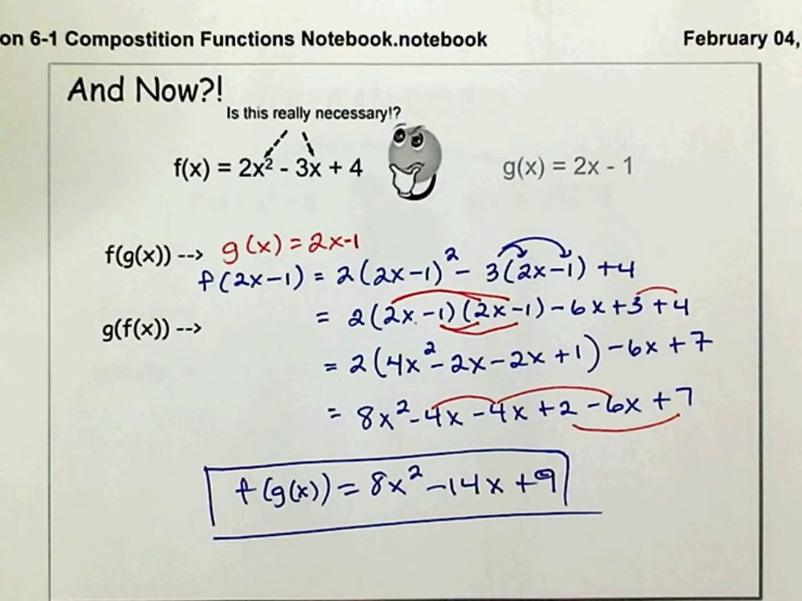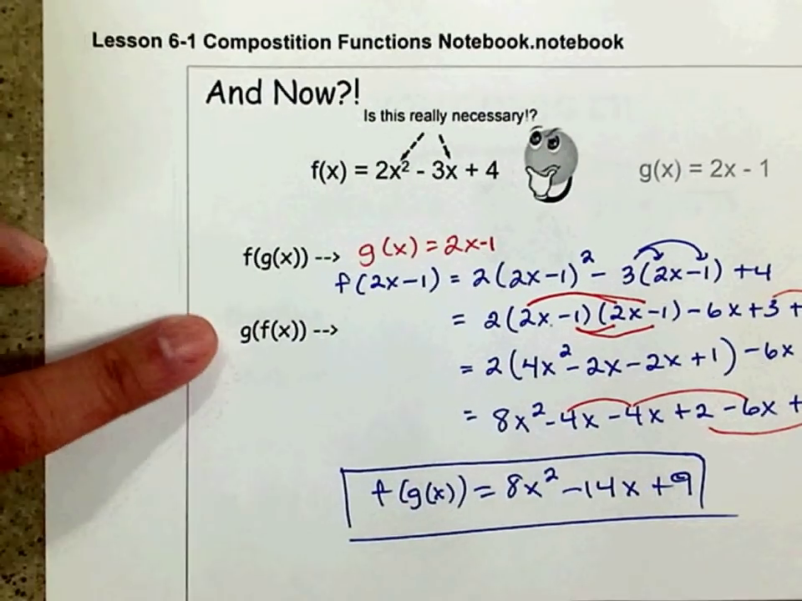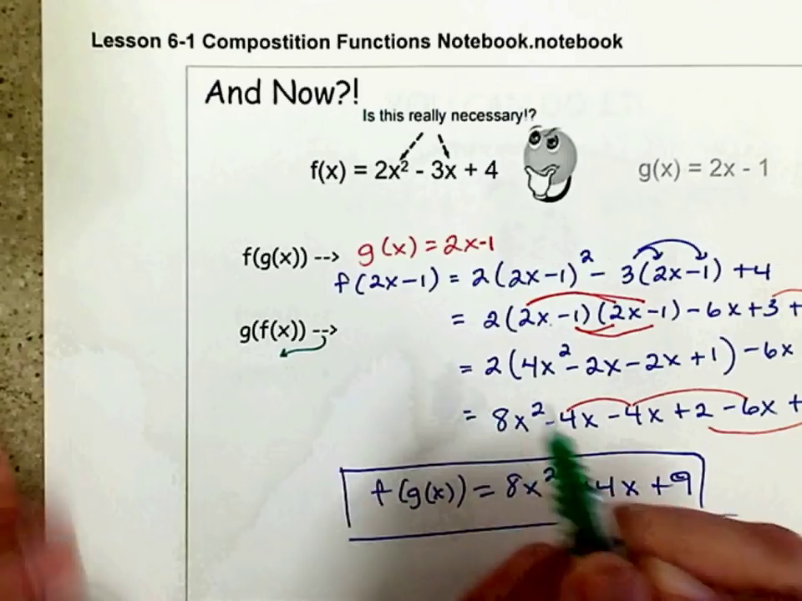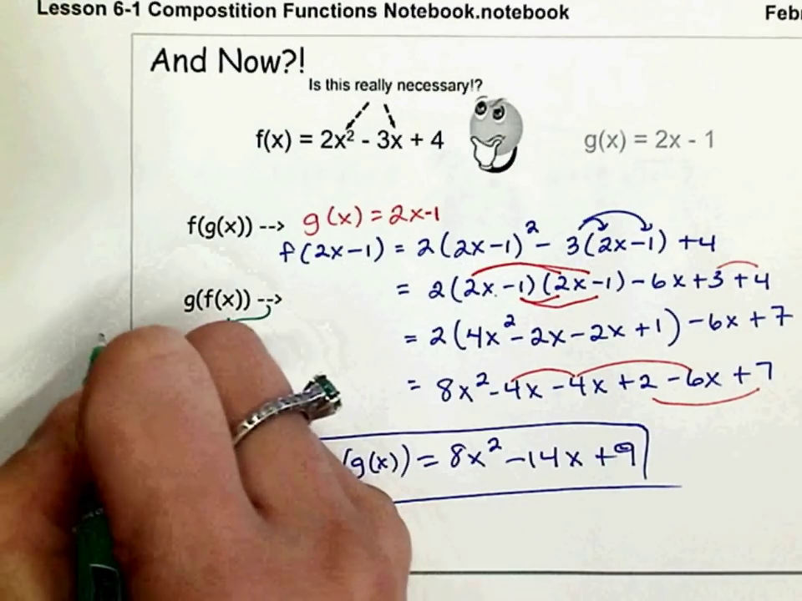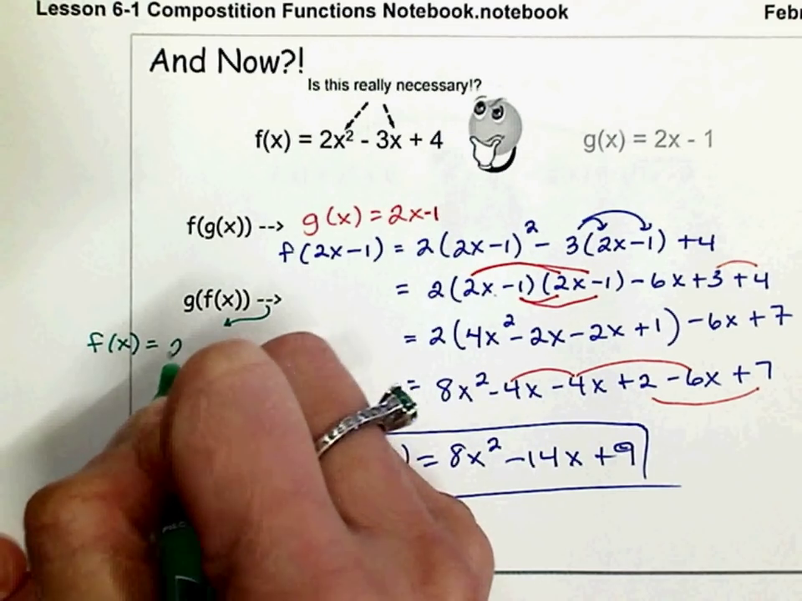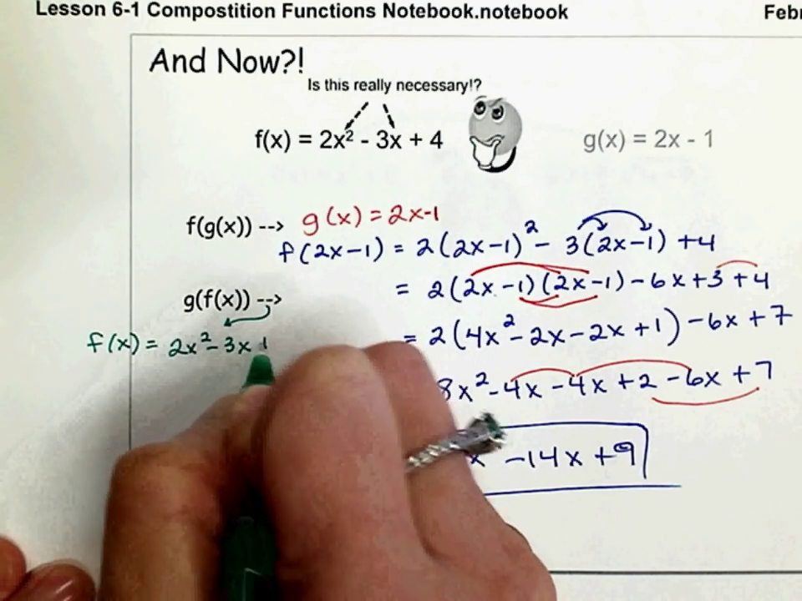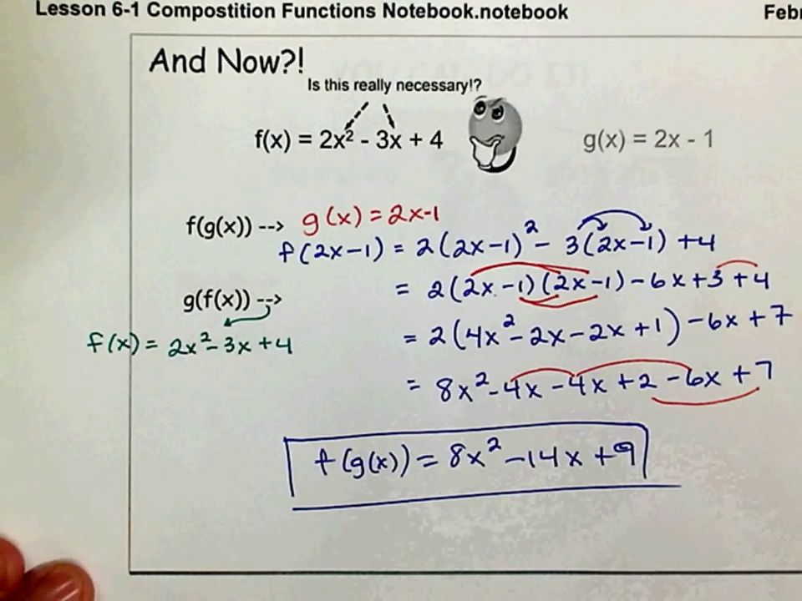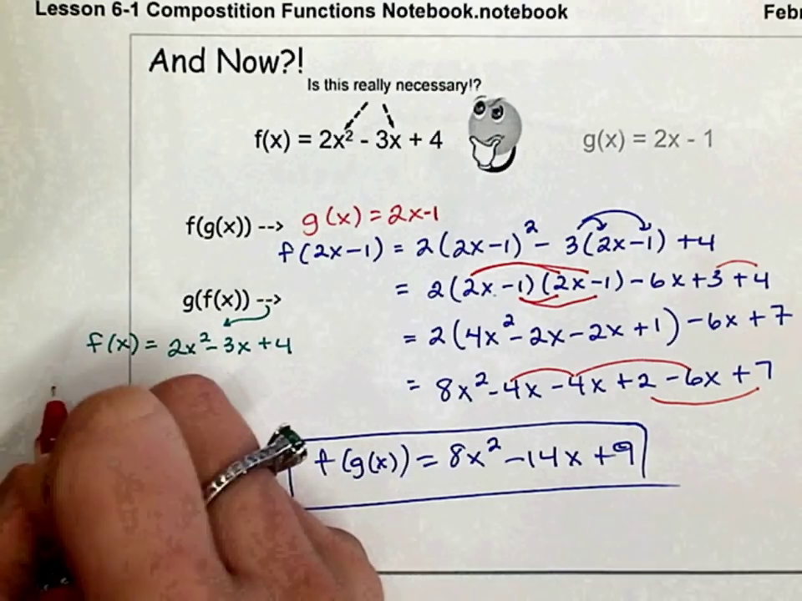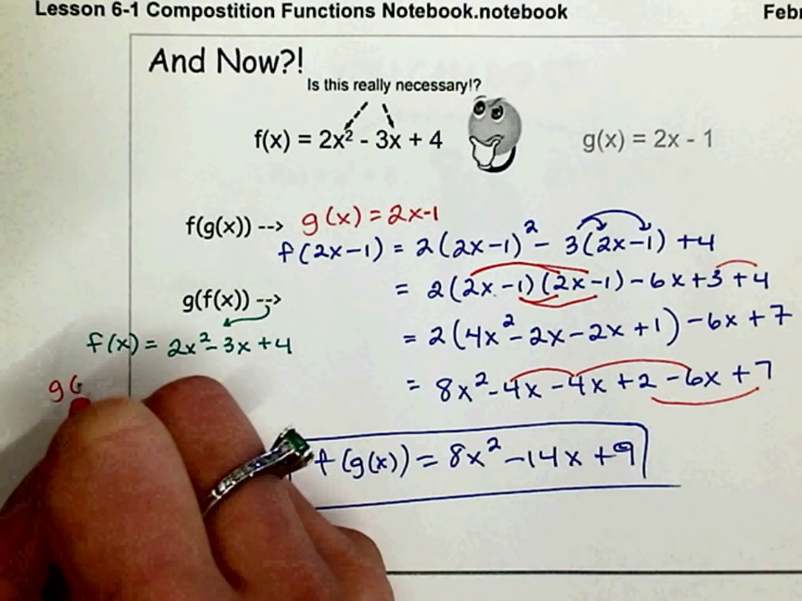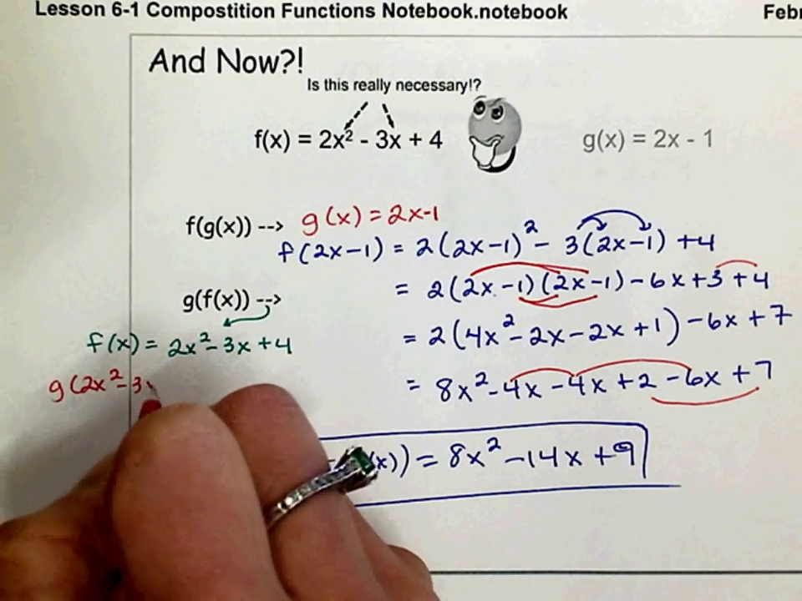All right. Let's do the other one. We're going to do this one over here. Okay, we're going to start with the f of x. Can you guys see all that? So f of x is 2x squared minus 3x plus 4. Okay? Now we're going to substitute this part into your g of x. So 2x squared minus 3x plus 4.